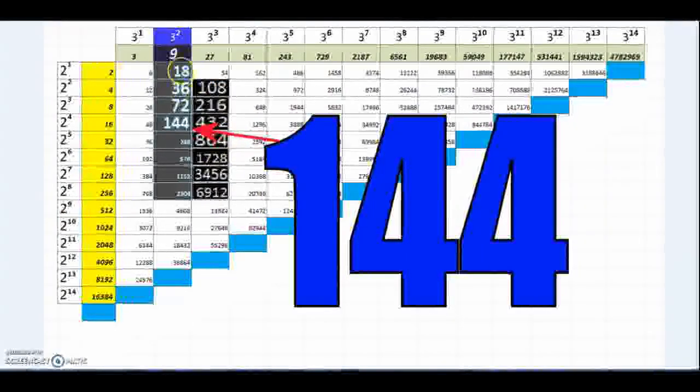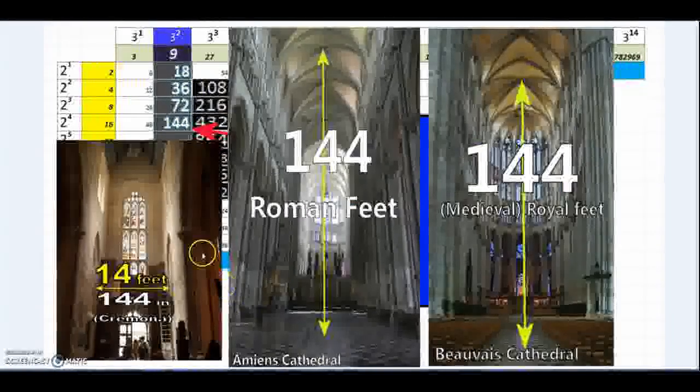And now I could have done this with each of these numbers, but I'll show 144 as an example, because in architecture. Now, for instance, here we have St Andrew's Cathedral here in Sydney. Now there are other references to 144, but at 14 feet, that's 144 Cremona inch. And the length and the height of it as well will also incorporate 144.